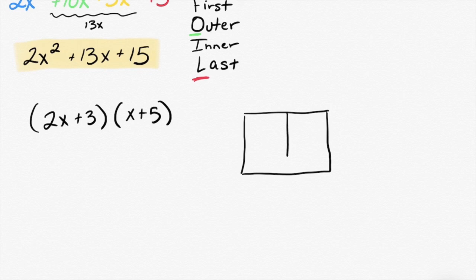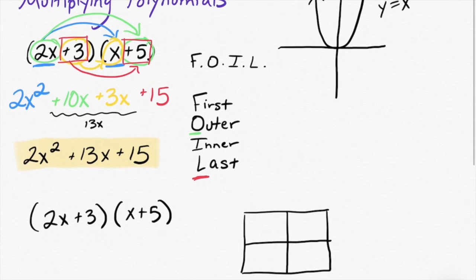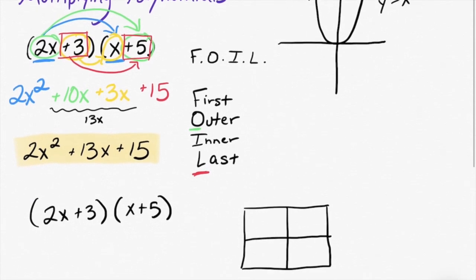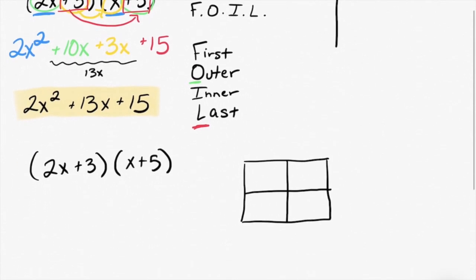I really like the box method if you're having trouble staying organized. This is a really good way to stay organized, and also it uses way less lines than the FOIL method. See, I did a lot of marking on that problem for the FOIL method. Less marking for this one. So it's 2x plus 3 times x plus 5. I'm going to put the 2x plus 3 along one side, and the x plus 5 along the other side. Doesn't matter which side is which.